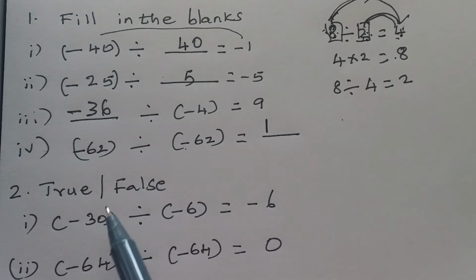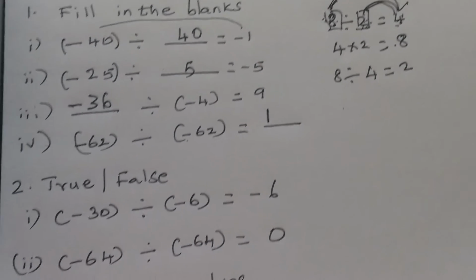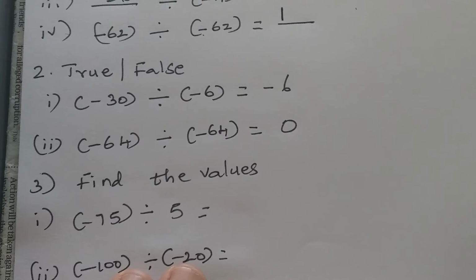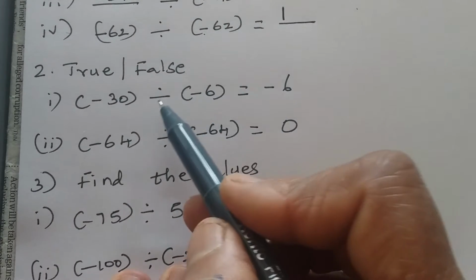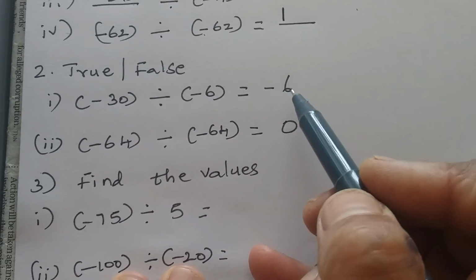When you divide a number by itself, the answer is 1. Okay, next is true or false. First one is minus 30 divided by minus 6 is equal to minus 6. That means they have given the answer. We do the sum and check whether we are getting the answer minus 6.